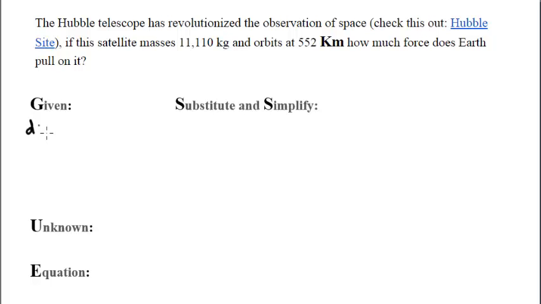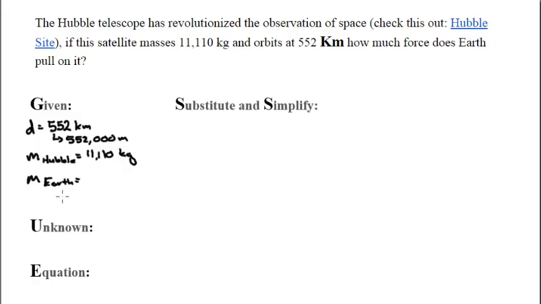So you have a distance, 552 kilometers, but I know that every 1 kilometer is 1,000 meters, and I'm pretty sure if I do the math, I get 552,000 meters. The mass of Hubble, it tells me, is 11,110 kilograms, which is the units that I wanted, but I also need to know the mass of Earth.